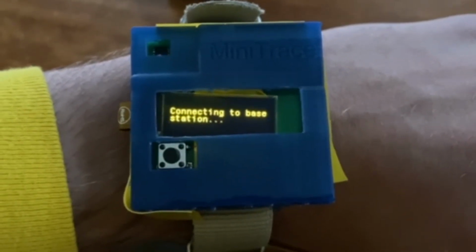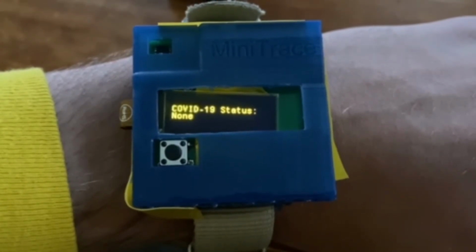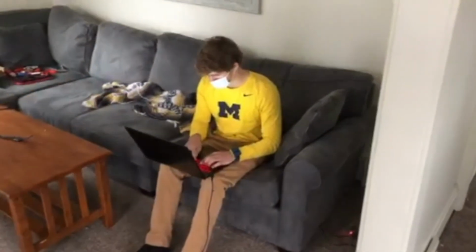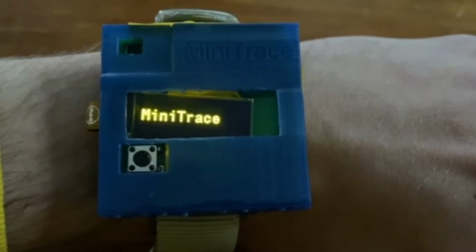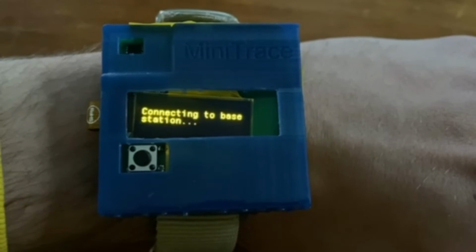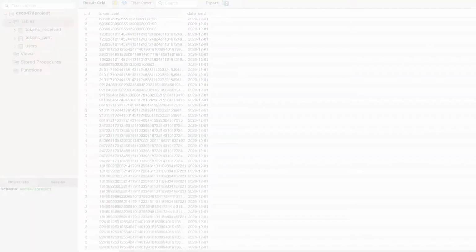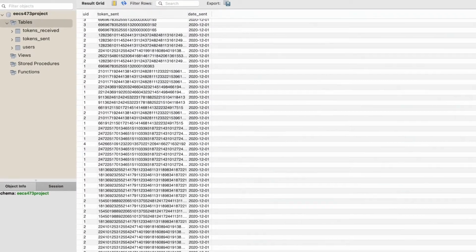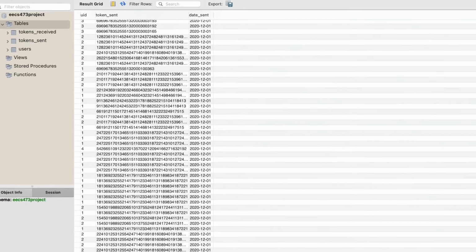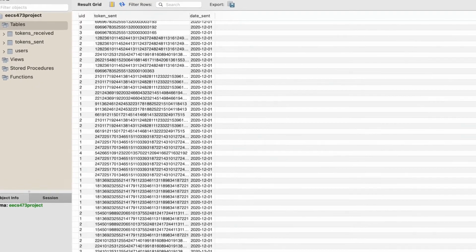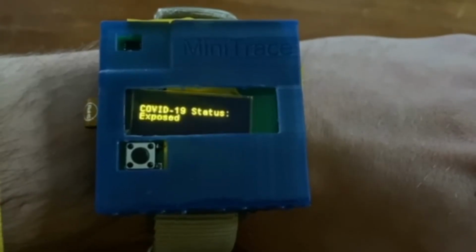At first, the MiniTrace user has no COVID status because he has not been near other users. Periodically, randomized tokens are generated, encrypted, and stored on each wearable. When a user wearing MiniTrace comes near another user, the tokens are exchanged over Bluetooth and stored. The next time the user comes near a base station, the sent and received tokens are uploaded. Based on the tokens and known infections, an algorithm determines whether or not the user has been exposed, and the user is then updated with the status.